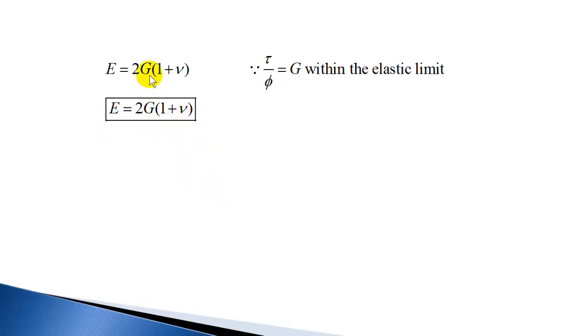Now if you know the Young's modulus and Poisson's ratio of a material, you can find out the modulus of rigidity using this expression. So you can write G is equal to E by 2 into (1 plus nu). So once you know the Young's modulus, you can find out the modulus of rigidity and bulk modulus, provided you know the Poisson's ratio of the material. And Young's modulus, modulus of rigidity, and bulk modulus are known as elastic constants. So that's all for today, and thank you for watching.